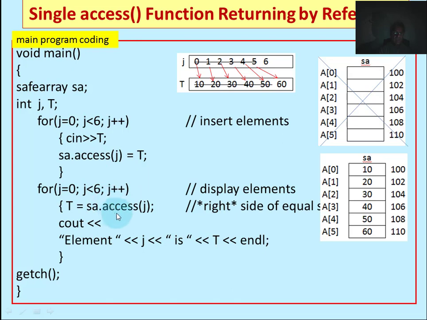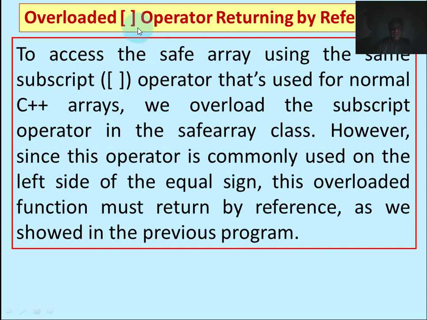Then for j equal to 1, 1 will pass to access. Access will return the address of the 1 location, that is 102. 102 will be stored at the t location, but it cannot be stored at the t location. So the value 20, which is attached with 102, will be assigned to t and it will be displayed here. Similarly, all values will be accessed, and the access function will firstly check the boundary of the index and then store the value.